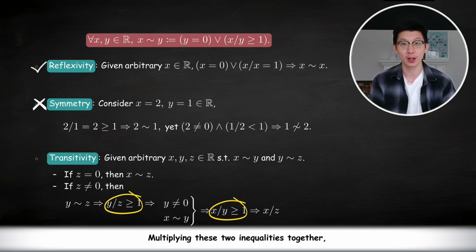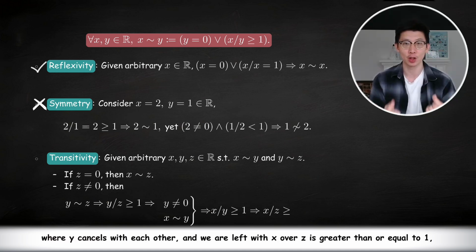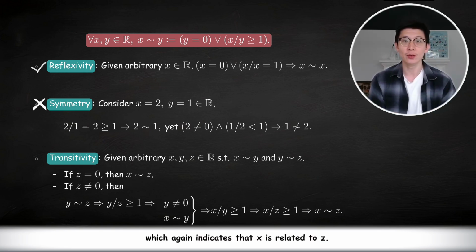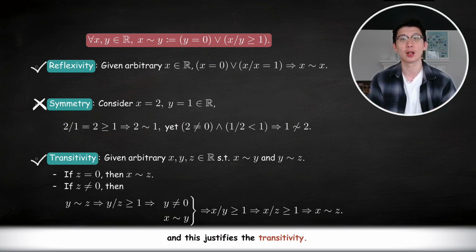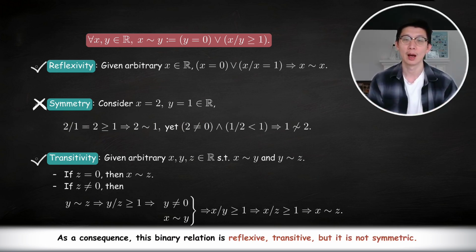Multiplying these two inequalities together, where y cancels with each other, we're left with x over z is greater than or equal to 1, which again indicates that x is related to z. Thus, in both cases, we have verified that x is related to z, and this justifies the transitivity. As a consequence, this binary relation is reflexive, transitive, but it is not symmetric.